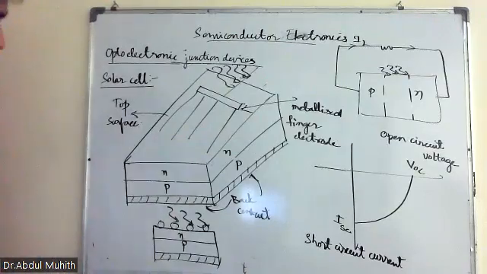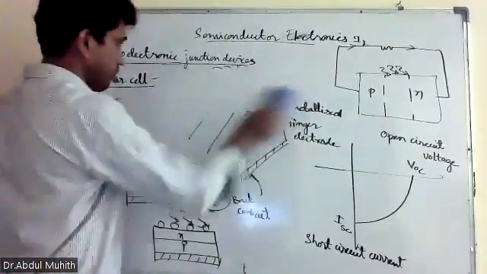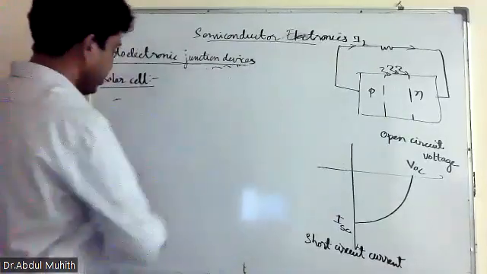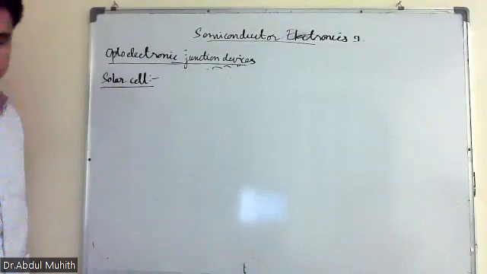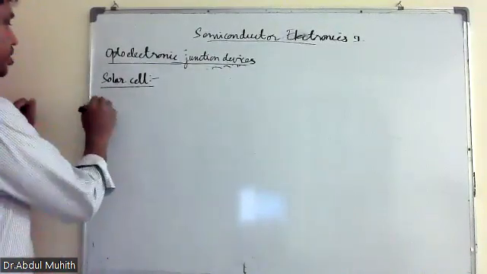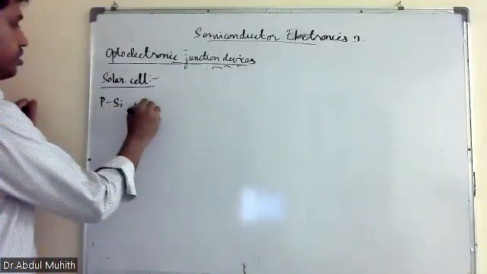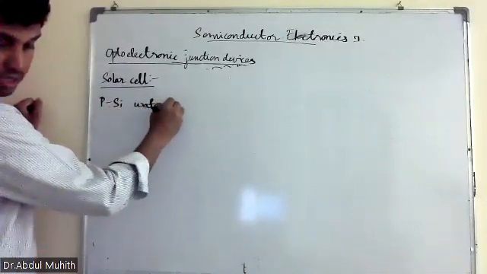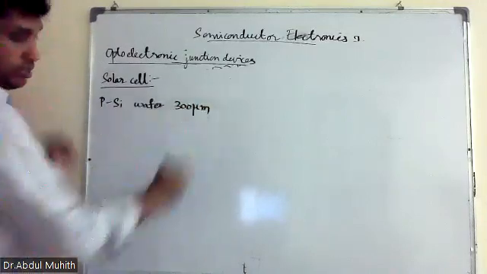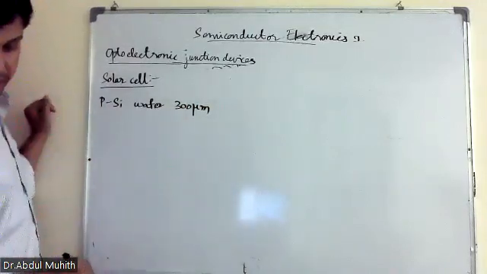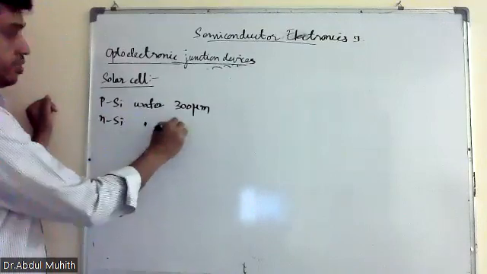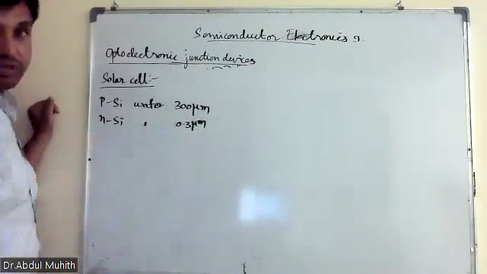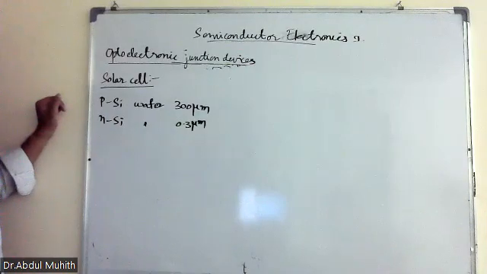So I'll just write those points now. In this chapter, you don't have any derivations, only the circuit diagrams and a few graphs, and you just have to explain. That's it. That is there in this particular chapter. So the P silicon wafer thickness is 300 micrometer, and the N type silicon wafer is very thin. How much is it? It is 0.3 micrometer, and there is a diffusion process.